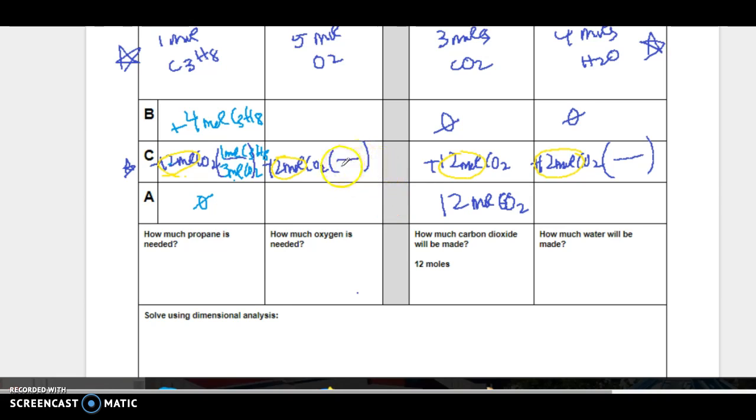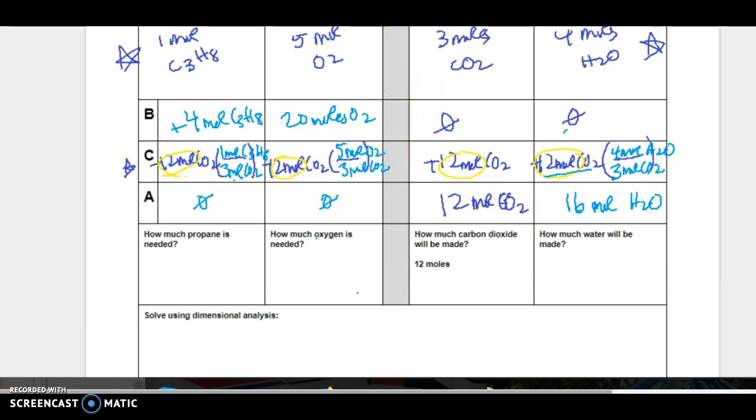Okay, this one, my CO2, every 3 moles CO2 I need 5 moles of oxygen. Okay, so negative 12 times 5/3 is going to be 20. That means I needed 20 moles of oxygen to start. Okay, and then afterwards, if I'm going to get 12 moles of CO2, we know it's 3 moles CO2 goes to 4 moles of H2O. Okay, 12 times 4/3 is going to be 16 moles H2O.